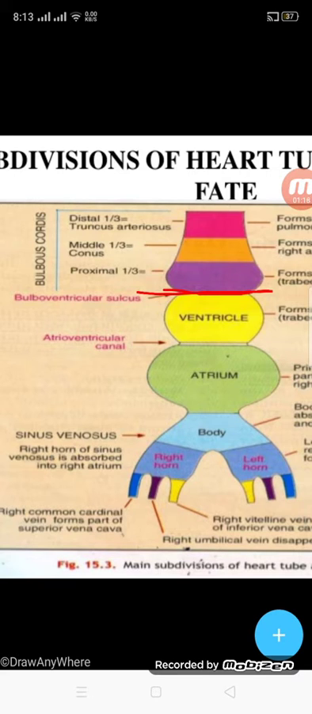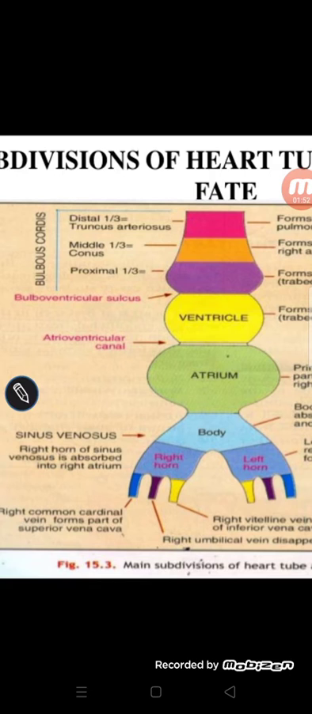This is the structure which will form the outflow tracts of the heart, and those outflow tracts will emerge from the outflow chambers of the heart, that is the ventricles. And there are two outflow tracts of the heart, the pulmonary artery and the aorta. The middle portion is called the conus, whereas the proximal 1/3 is the bulbus cordis. This bulbus cordis is separated from the ventricle by another sulcus, which is called the bulboventricular sulcus.